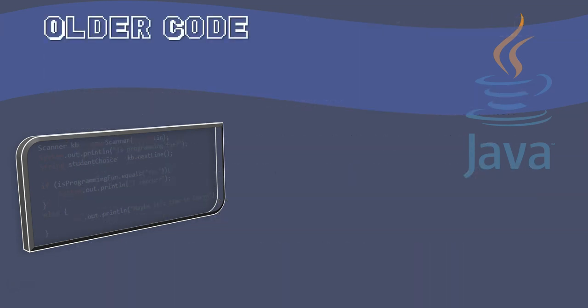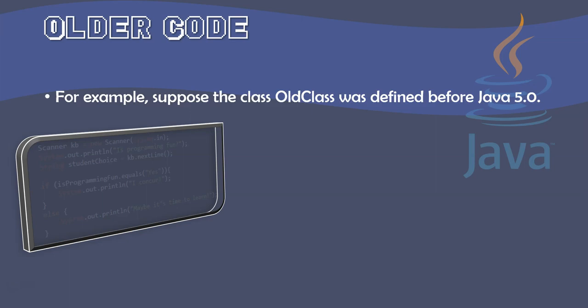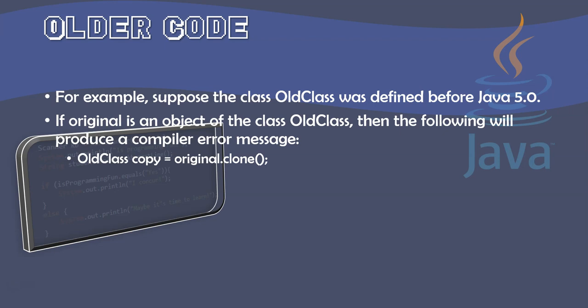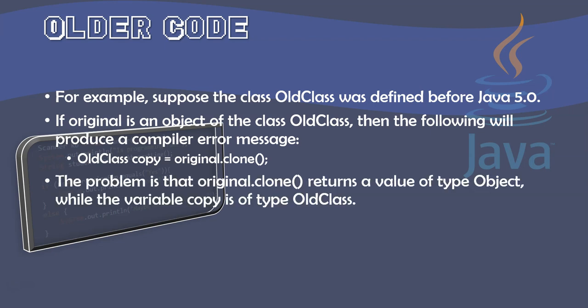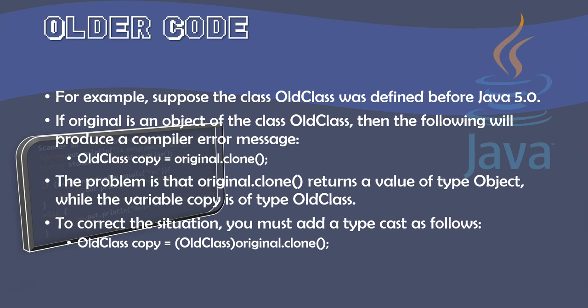So, in that older code, let's just say we have a class called OldClass that was defined before Java 5.0. If original is an object of the class OldClass, then the following would produce a compiler error message: OldClass copy = original.clone(). The problem is that original.clone() returns a value of type Object, while the variable copy is of type OldClass. So to correct the situation, we'd have to typecast as follows: OldClass copy = (OldClass) original.clone(). And of course, that (OldClass) is the typecasting that we're trying to do, the coercion, to force it into that OldClass type.